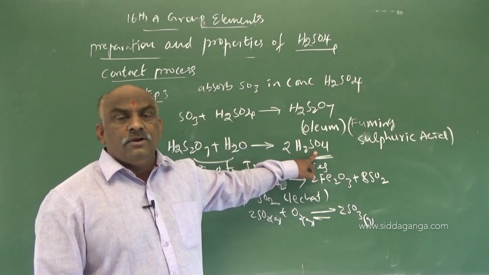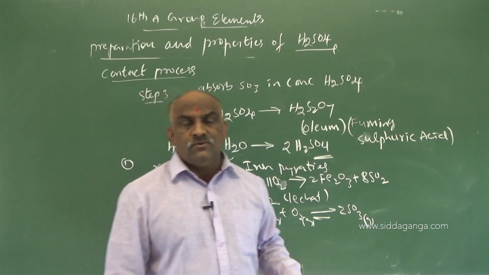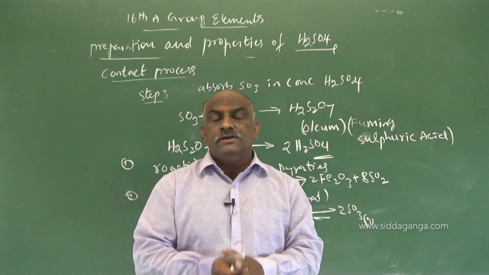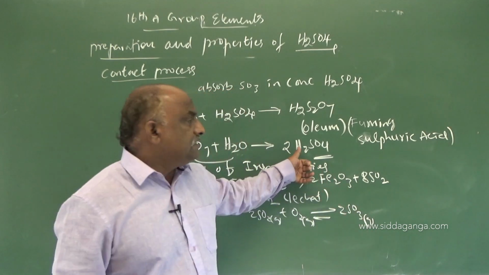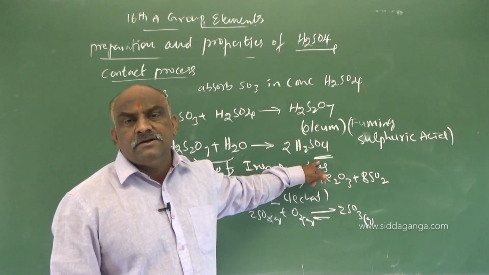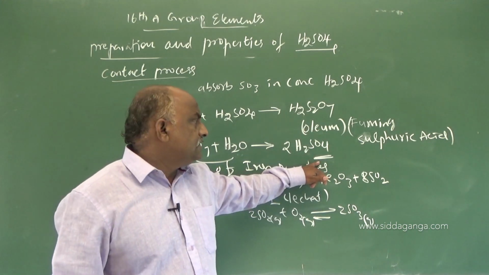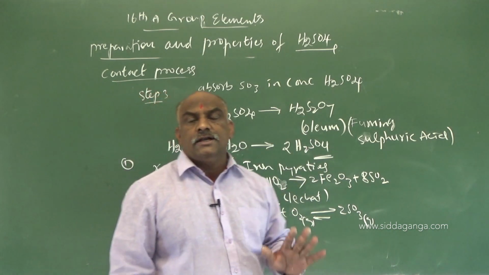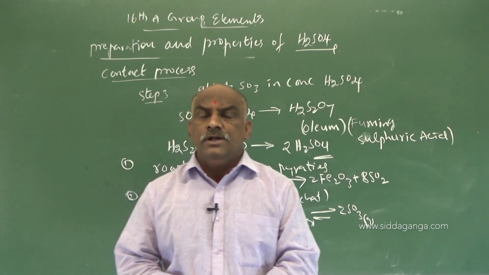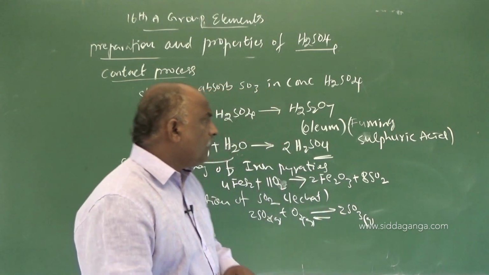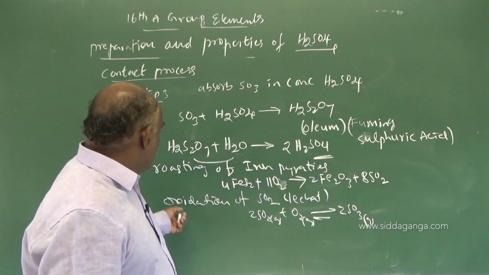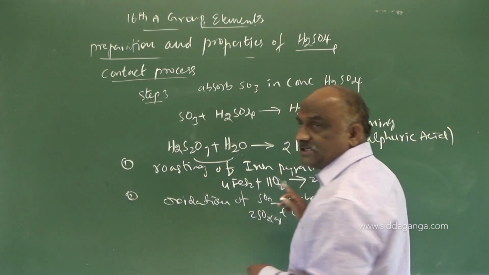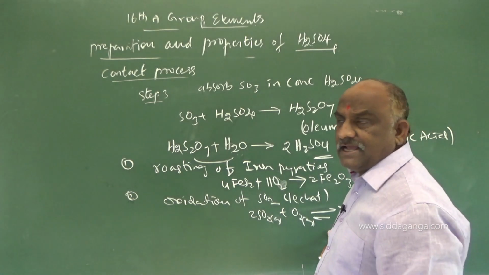So make a note: in this process, the gases we collect must be maintained pure. When they are pure, we will get 96% to 98% sulfuric acid. So this process is called the contact process. Very important for board examination. And one more point: in step 2 we will get sulfur trioxide.